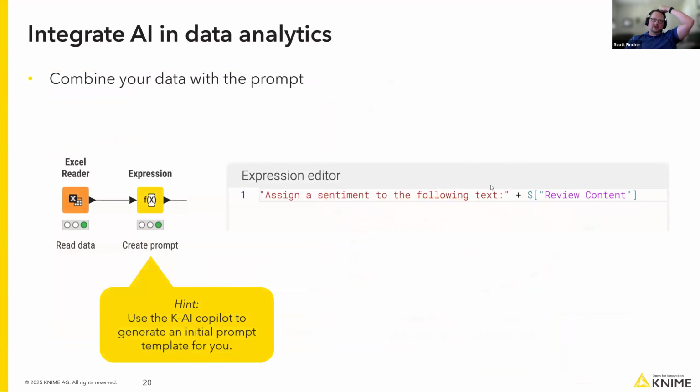So those are the steps. One of the nice things, we're going to use something called the expression node, which is a way that we can write a little bit of code within KNIME, and we can use the K-AI Copilot to generate an initial prompt template. So you can use AI to come up with a good prompt so that then we can ask AI something else, right? If you want to do that, that's available to you.